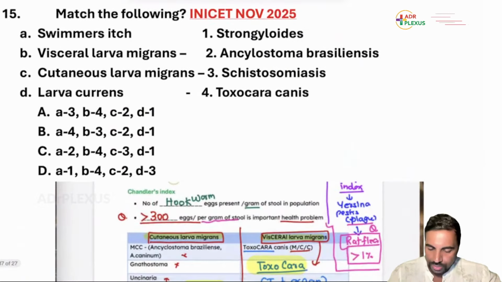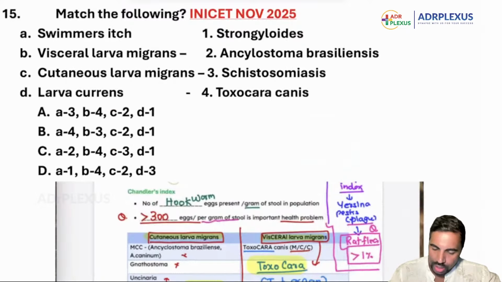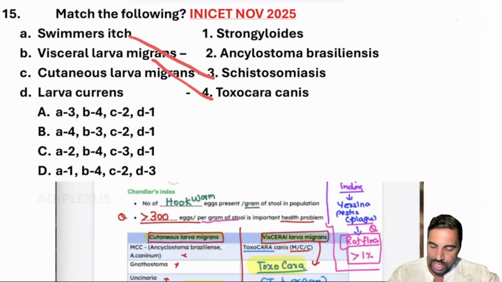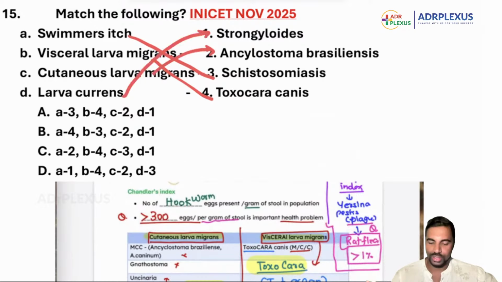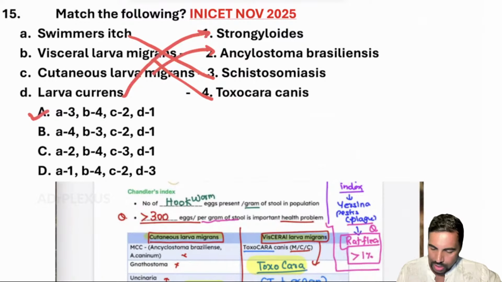So swimmer's itch, that's schistosomiasis, since sisters swim. Visceral larva migrans is Toxocara. Cutaneous larva migrans is Ancylostoma. Larva currens is Strongyloides, like a current. That's all. Whatever option matches B4, C2, and so on.